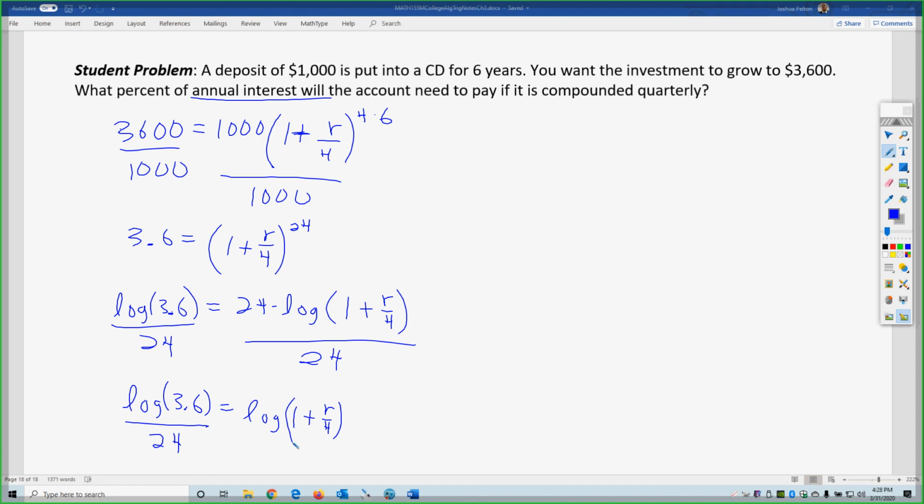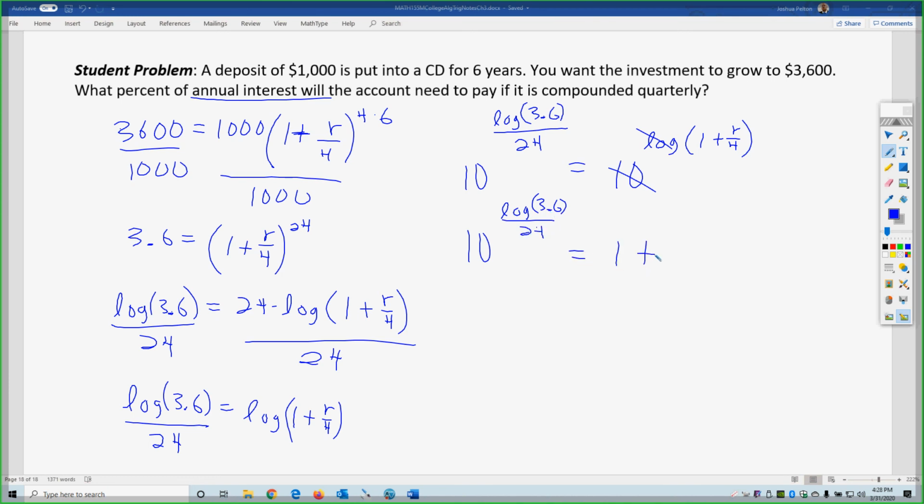So again, we're trying to get the r by itself. So now we have a log on that side we need to get rid of. So what log is it? Well, it's common log because that's base 10, right? So you do base 10 to both sides. So I get 10 to the power of log of 3.6 over 24 equals 10 to the log of 1 plus r over 4. Okay. So as a result, that's going to cancel there and leave me with 10 to the log of 3.6 over 24 equals 1 plus r over 4.